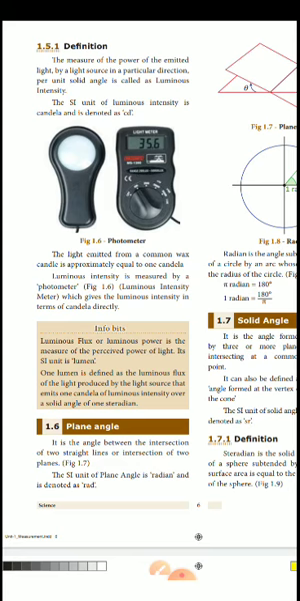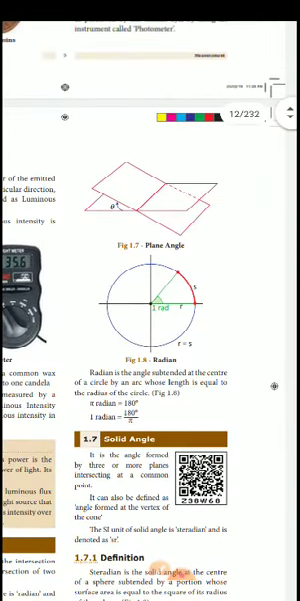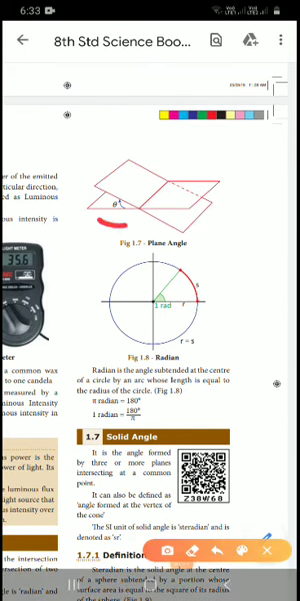Next, plane angle: the angle between the intersection of two straight lines, or the intersection of two planes. The SI unit of plane angle is the radian, denoted as rad. See, this is a plane angle, so theta is there. Very important, theta is here. This is the plane angle, and this is the radian.